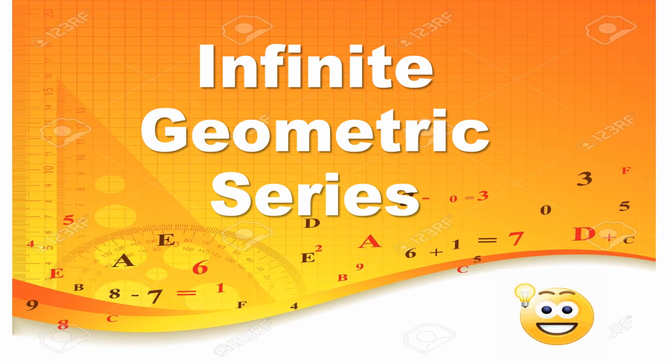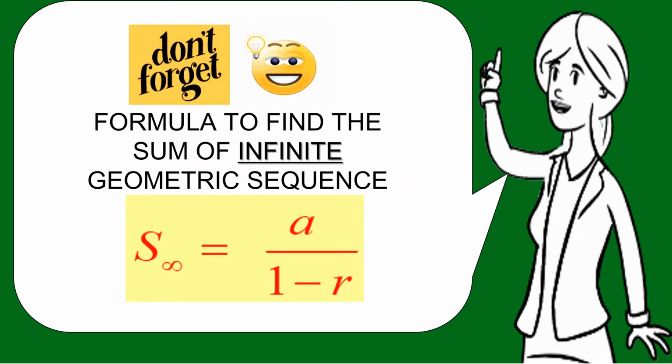Hello everyone, my discussion is about infinite geometric series. Here, don't forget the formula to find the sum of an infinite geometric sequence. S sub infinity is equal to a sub 1 over 1 minus r. Again, a is a sub 1, or the first term, 1 is a constant, minus r, or the common ratio.